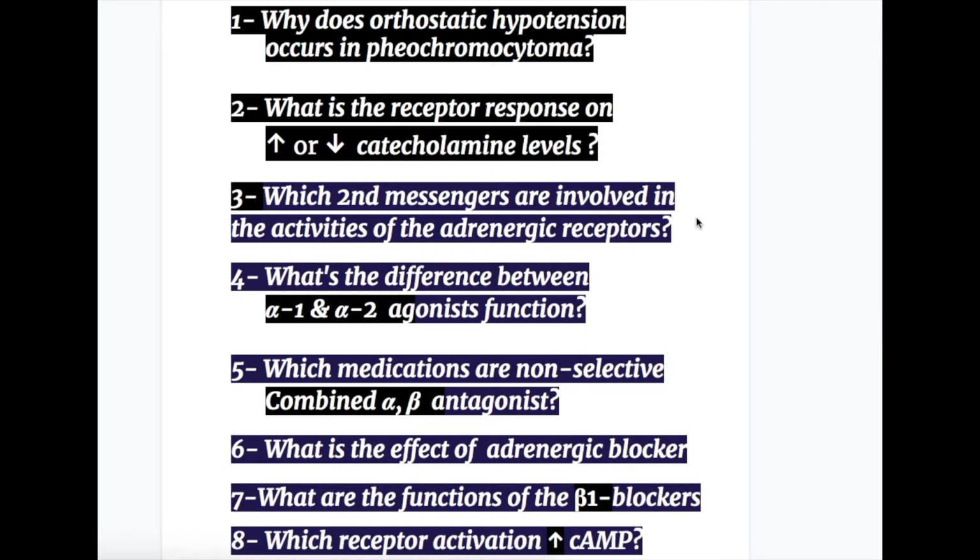Number 3, which second messengers are involved in the activities of the adrenergic receptors? Number 4, what's the difference between alpha-1 and alpha-2 agonist functions? Number 5, which medications are non-selective combined alpha-beta antagonists? Number 6, what is the effect of adrenergic blocker? Number 7, what are the functions of the beta-1 blockers? Number 8, which receptor activation increases cyclic AMP?